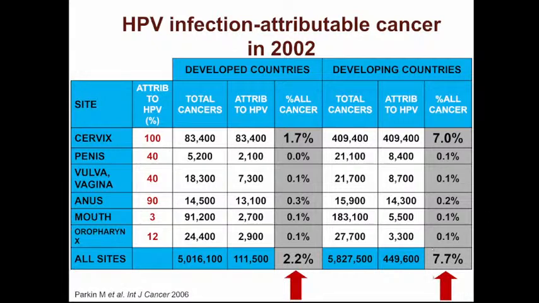So HPV globally is responsible for close to 8% of all cancers. So a single group of infectious viruses is attributable to this huge number, 8% of global cancers. So if you don't take anything else home, this is a figure to remember: HPV infection is responsible for close to 8% of all global cancers.